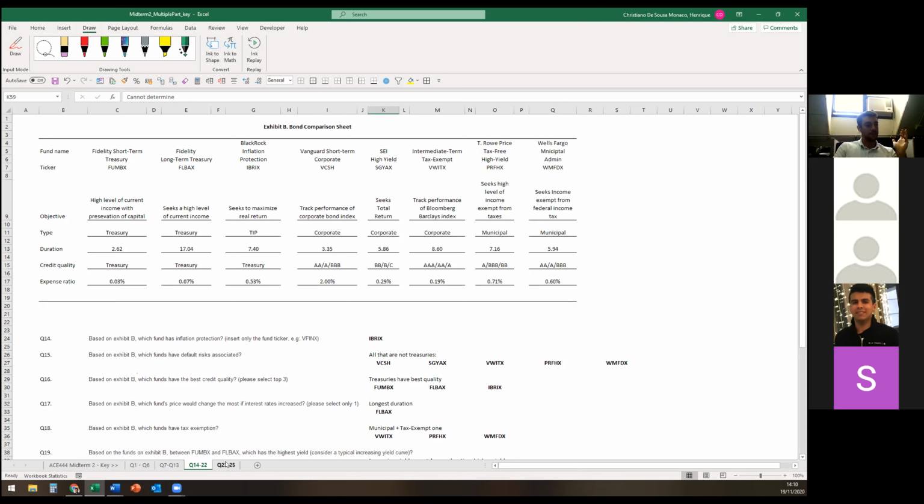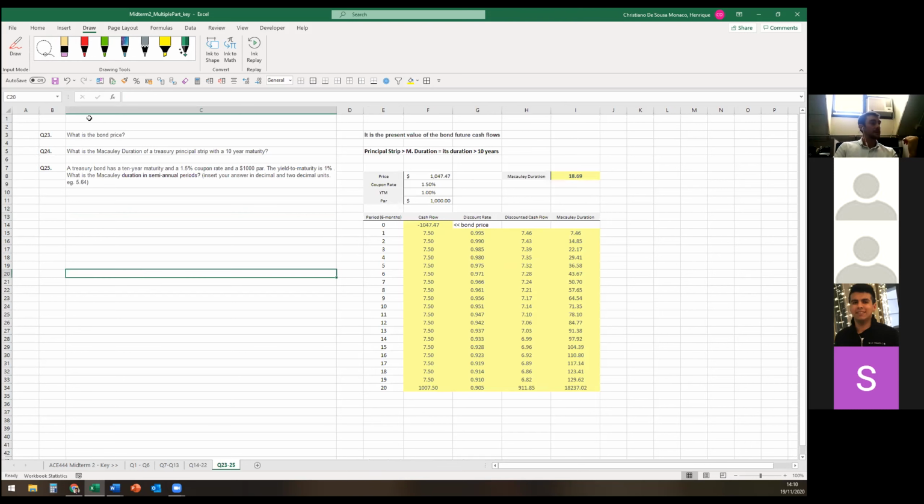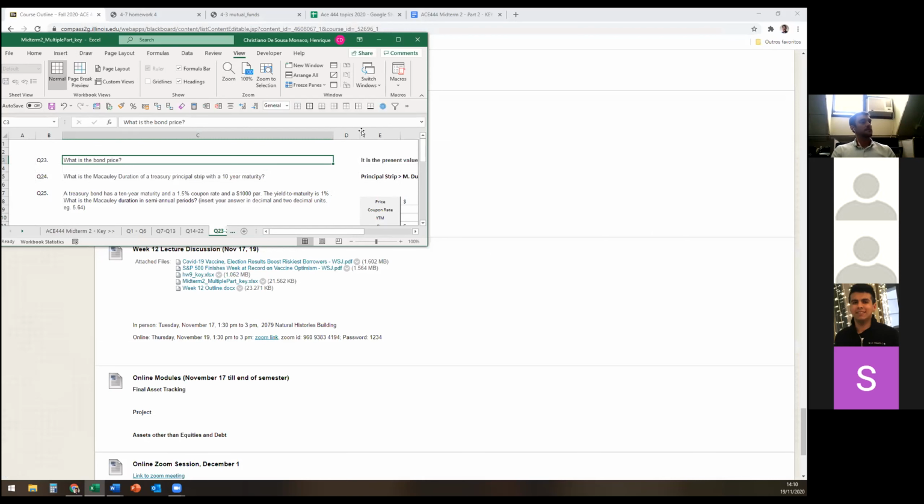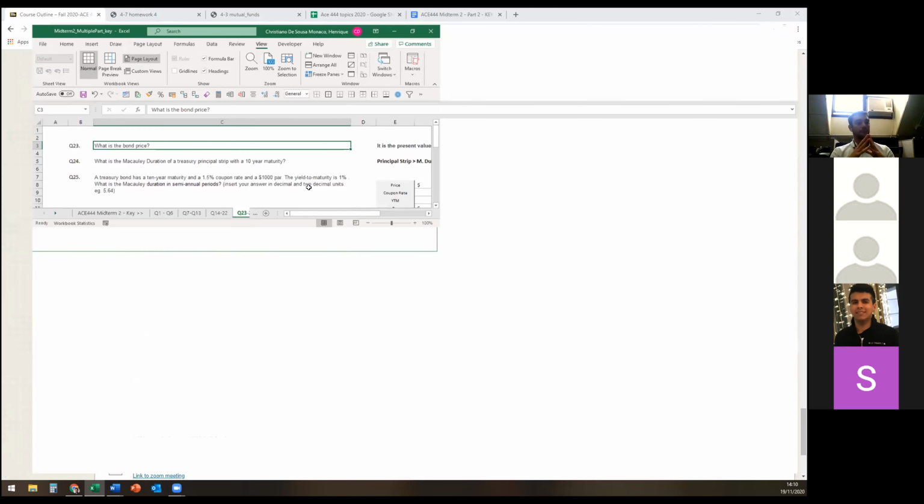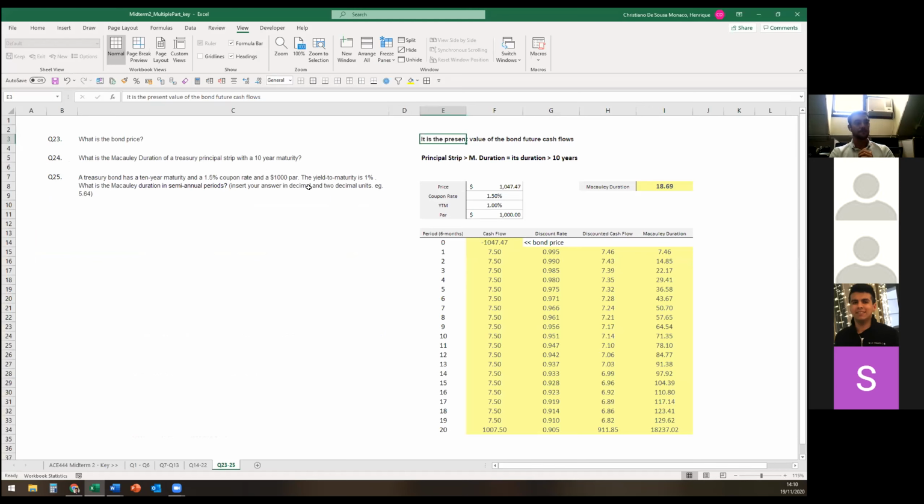So I'll move on to the next one. I have 3 questions left. First one: what is the bond price? The green lines here. The bond price is the present value of the bond's future cash flows. Present value or discounting, it's the same thing, synonymous. So this is the definition of the bond price.